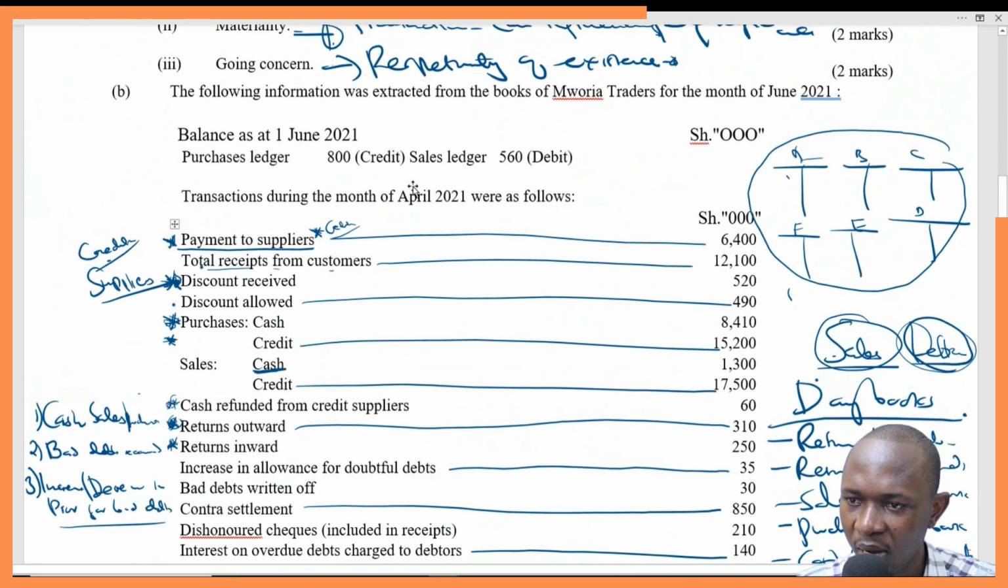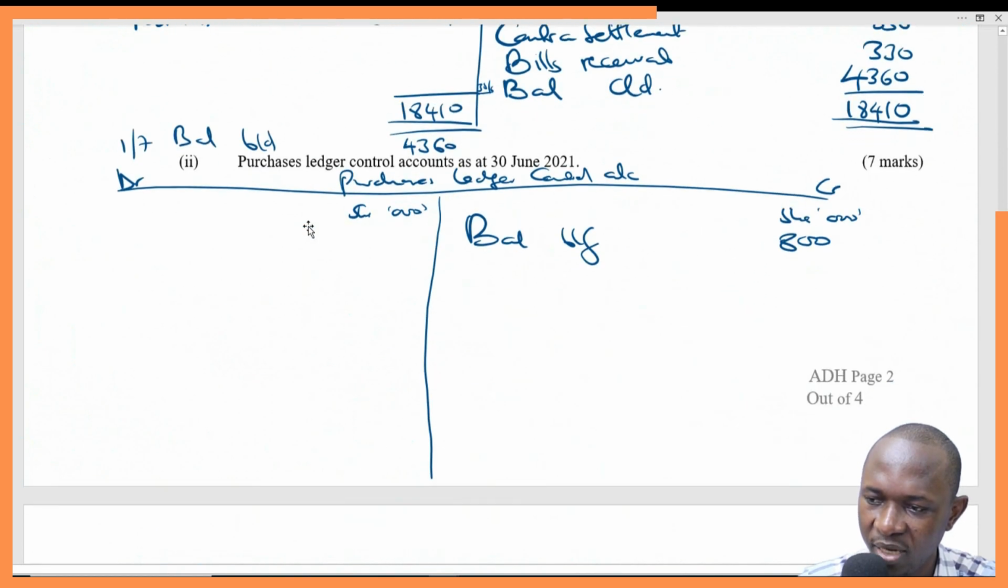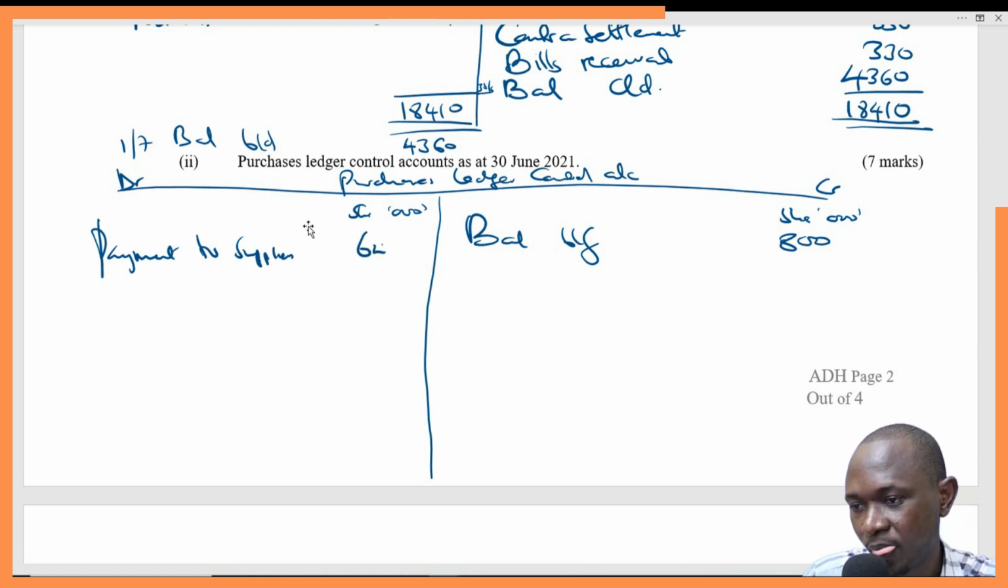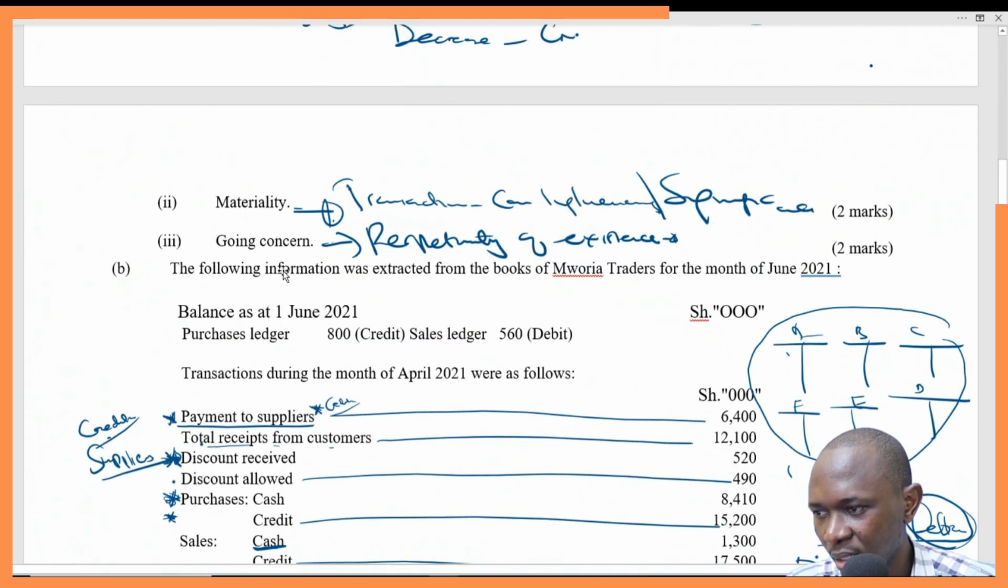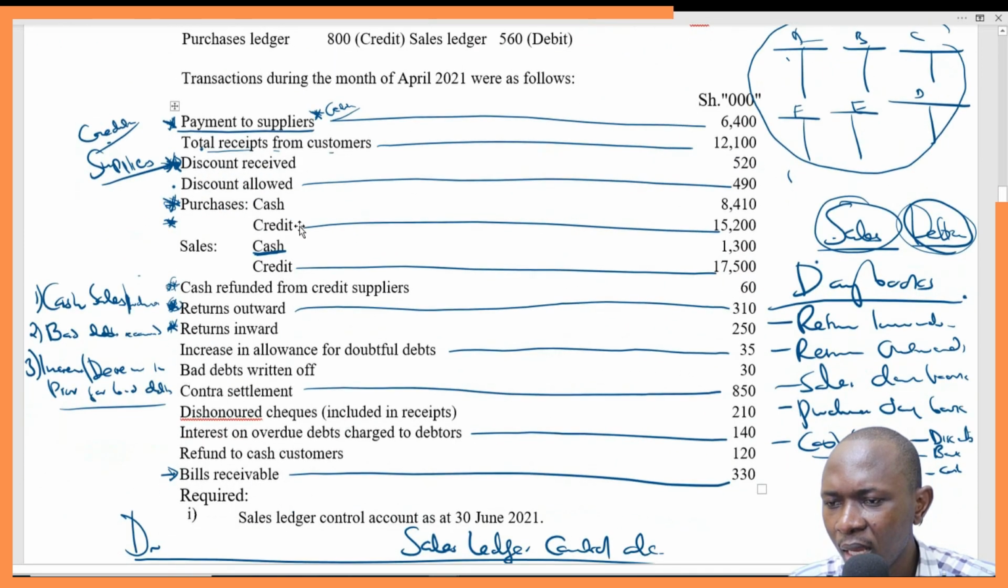So let's go back to the question and read it. Payment to suppliers has the effect of reducing the creditors. So payment to suppliers, 6,400, we debit. It reduces the liability of the business, and then to the creditors, that is.